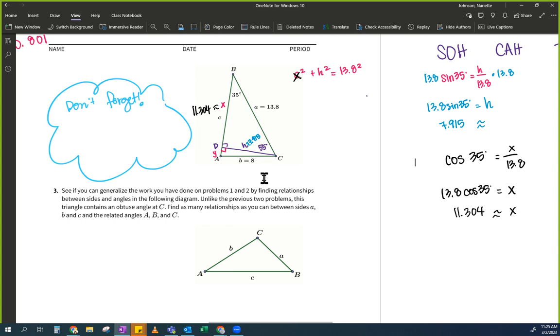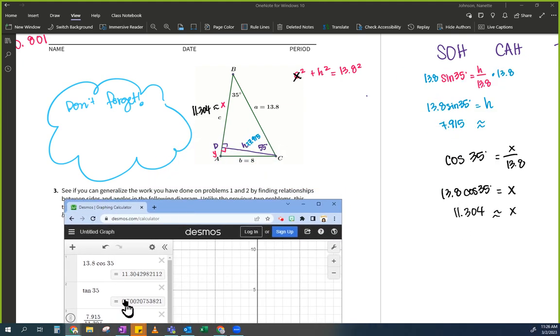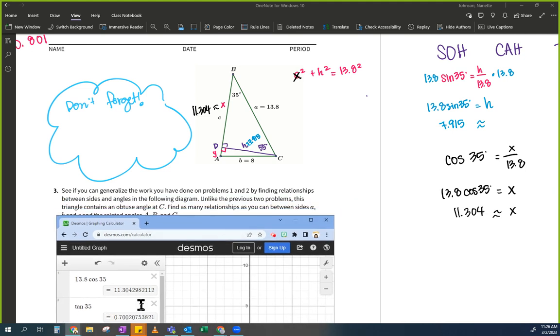Do you have enough information to find Y? Someone says, is this if we are given one angle? Plugged into the calculator. Yeah. I'll put it right here for you. Someone said, can you show me just so that we see it? Yeah. Okay. So do we have enough information?